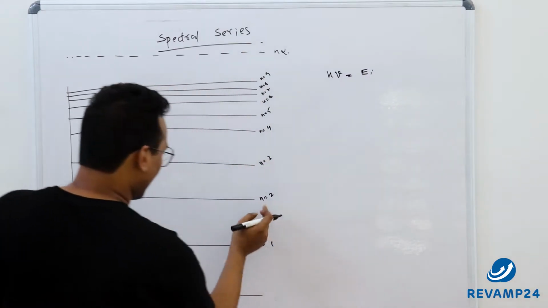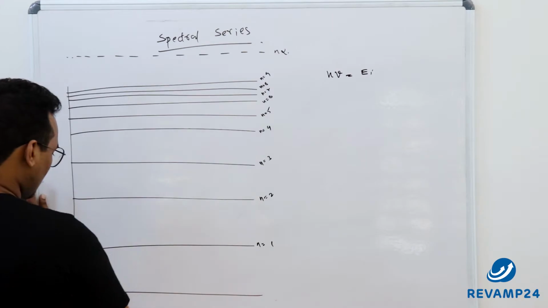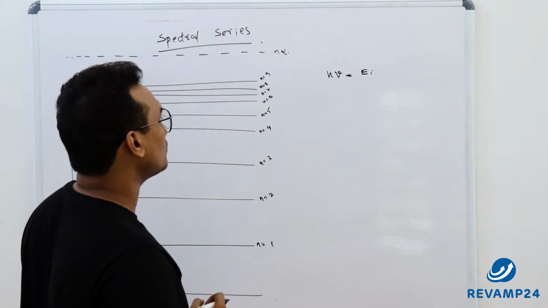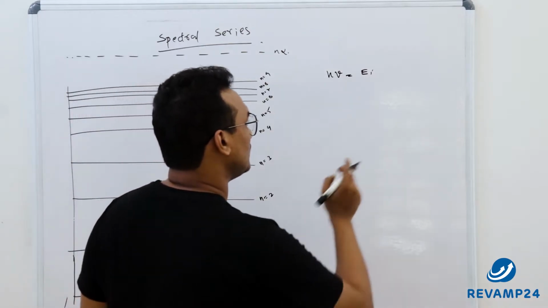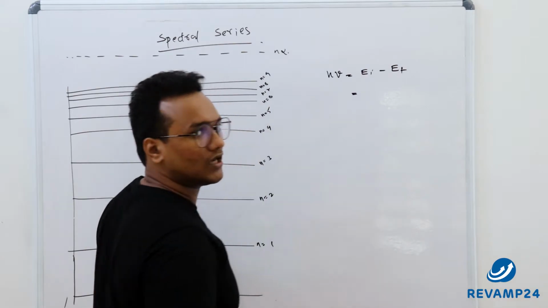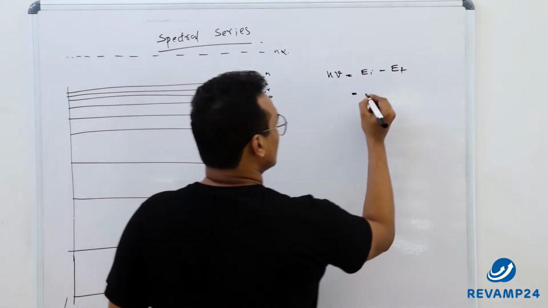Initial energy is higher, right? This is the excited state. This one is higher compared to the place where it is going to finally reach back. So it is initial energy minus final energy. Now how will we get the value of the initial energy? We will substitute the equation which we know.